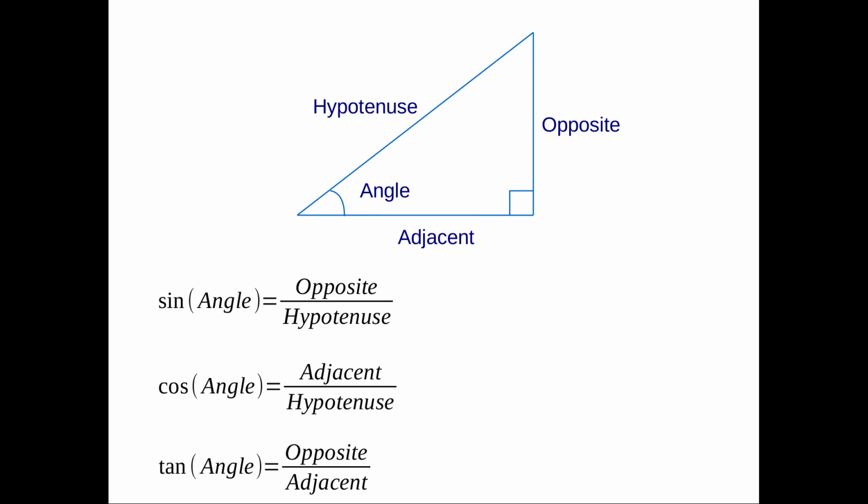And then last is the tangent function. The tangent function describes the ratio of the opposite side to the adjacent side. It comes in handy when you don't have or care about the length of the hypotenuse.